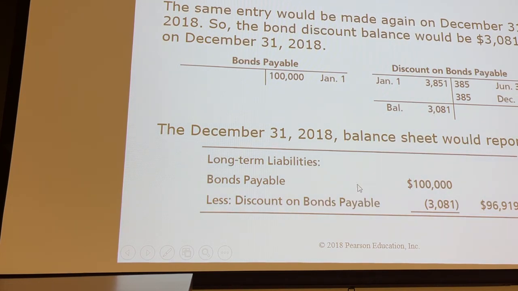So if we looked at the balance sheet now, a year after we had first issued the bonds, it's going to say bonds payable $100,000, less discount on bonds payable $3,081, and the carrying value of the bonds will be now up to $96,919.